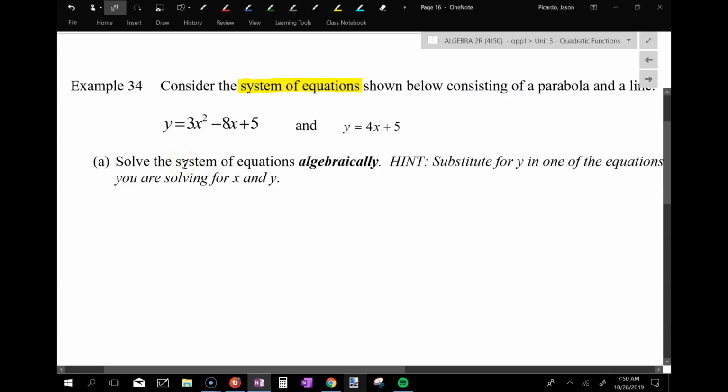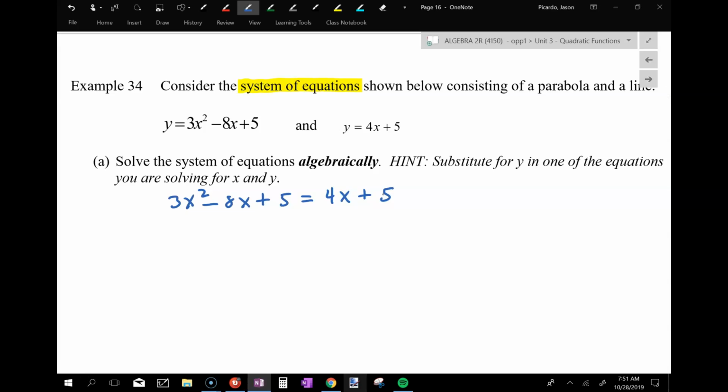Well, what do you notice about both of these equations? They're both equal to y, right? So if y equals this and y equals this, then doesn't 3x squared minus 8x plus 5 equal 4x plus 5? All right, let's write that down. And that's because they're both equal to y. I'm going to give you guys 2 or 3 minutes. Go ahead and solve that quadratic equation.